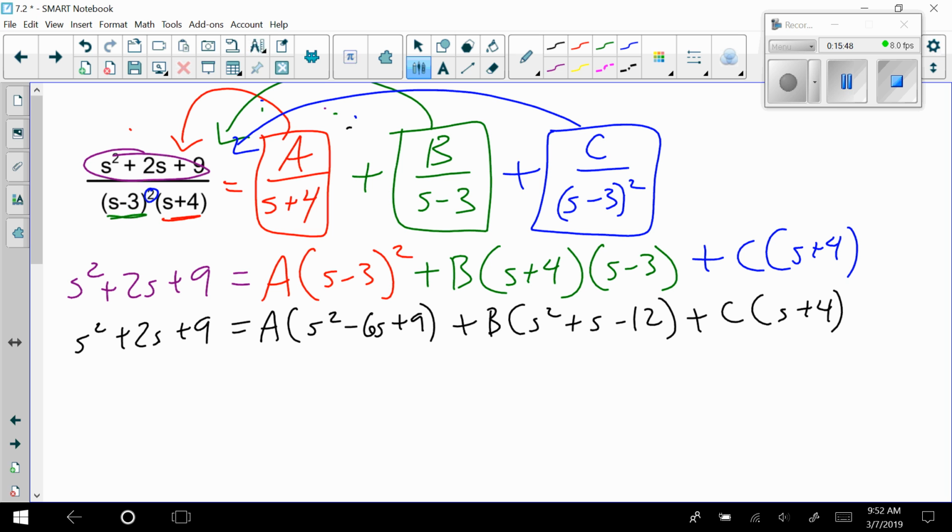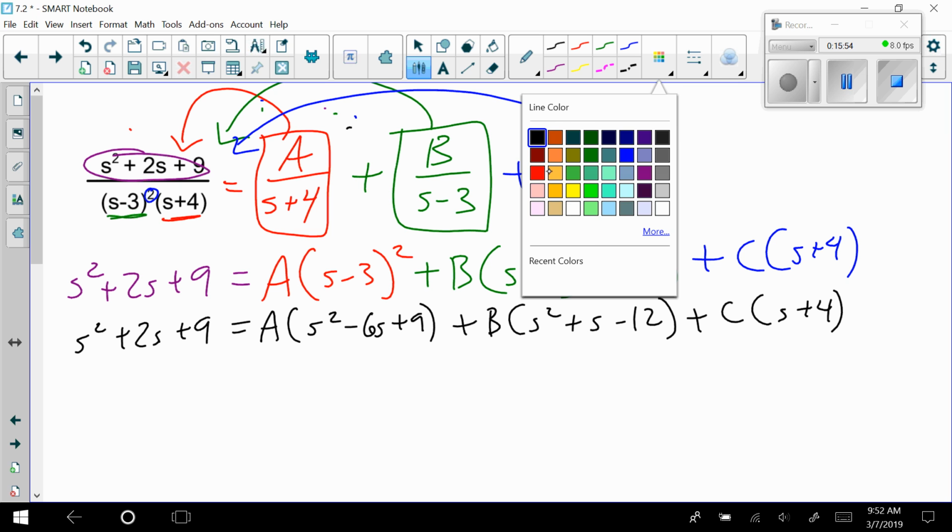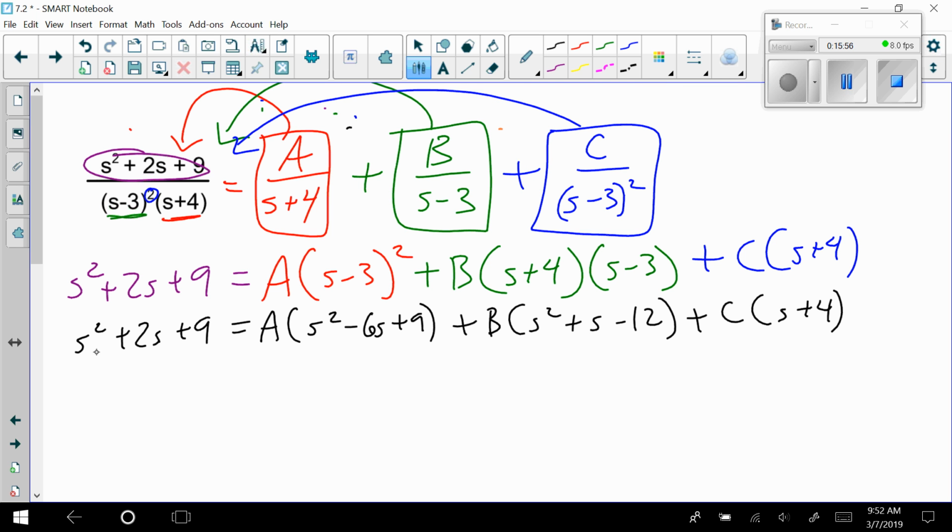Now when you're doing this, I am going to match. I'm running out of color, so I apologize if I have to reuse some other ones. Here, this s squared has a 1 sitting out here. So for the s squareds, 1 should equal, well, I have an A, because it's times this s squared, plus B, because it also has an s squared. There is no s squared over here for C, so this is a small, tiny auxiliary equation right here. There's my s squared.